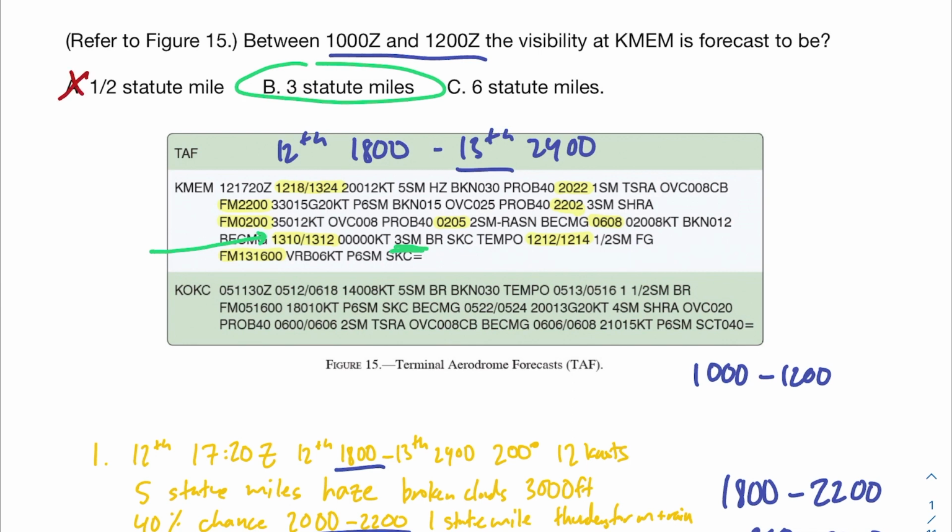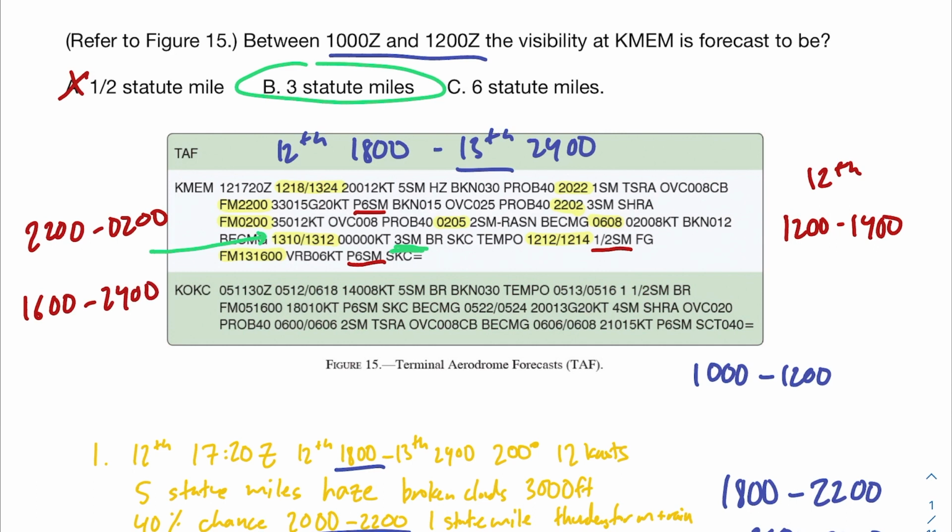A is not correct. It looks like from 1200 to 1400 on the 12th is 1/2 statute mile of visibility, but that is not the range we're supposed to be looking at. And then 6 statute miles, we have that here and here, it's actually greater than 6 statute miles, but that is also the incorrect interval. So this is from 2200 to 0200, greater than 6 statute miles, and here it's from 1600 to the end of the TAF, which is 2400 on the 13th. This would be from the 12th to the 13th here. So that is also incorrect. So the correct answer here is 3 statute miles.